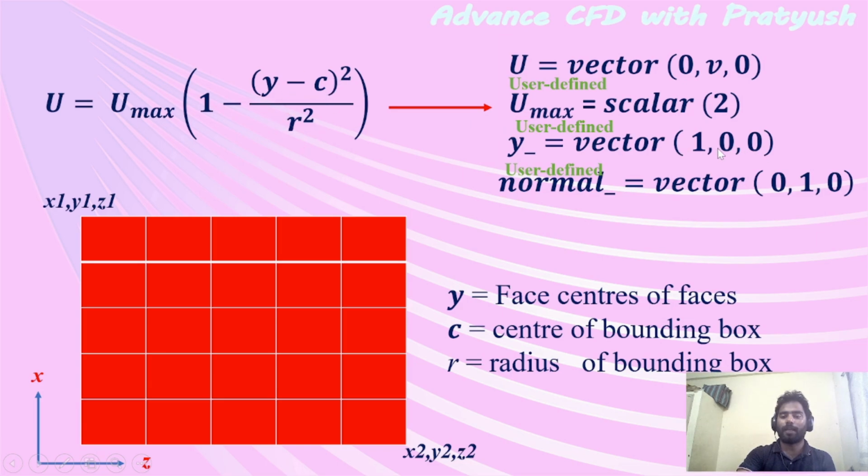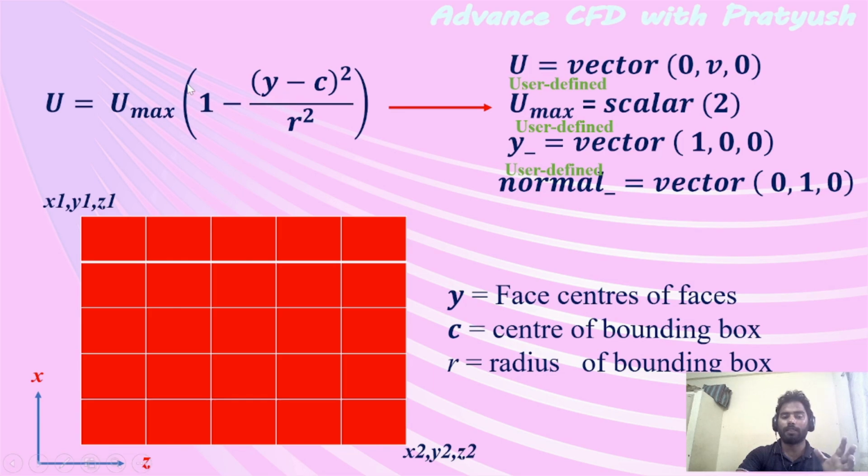After multiplying this quantity with y minus c or r, that is going to give me a scalar quantity here. Now you can subtract that scalar quantity from 1. Okay, and after that you multiply it with u max. Once you multiply with u max, this complete quantity will automatically become a scalar quantity.